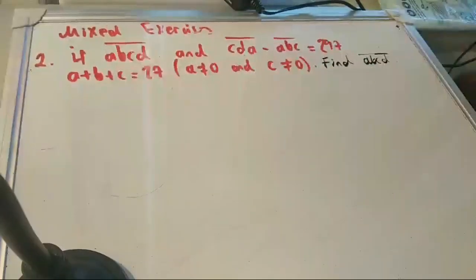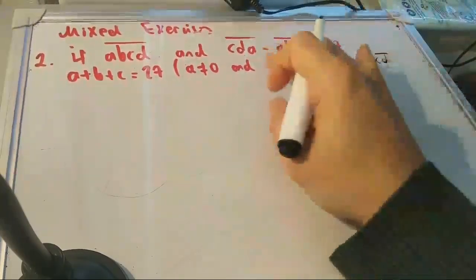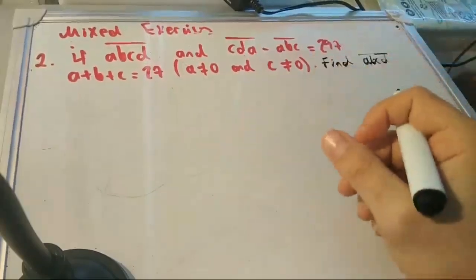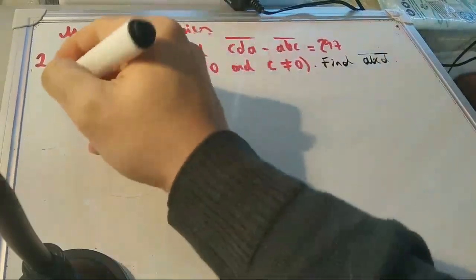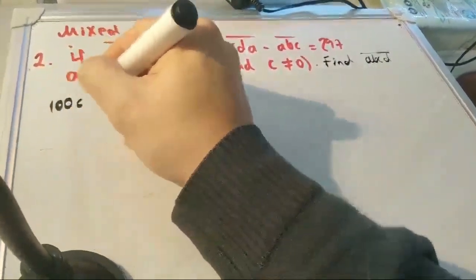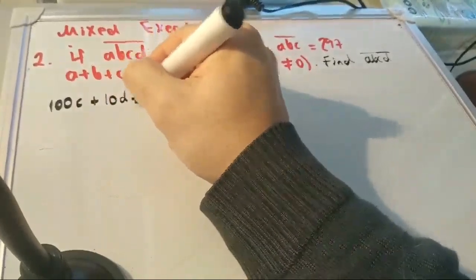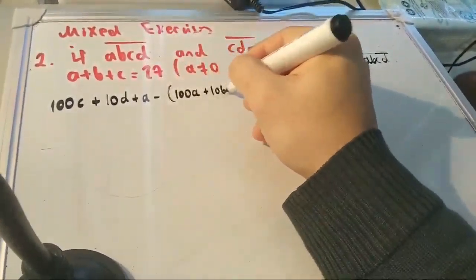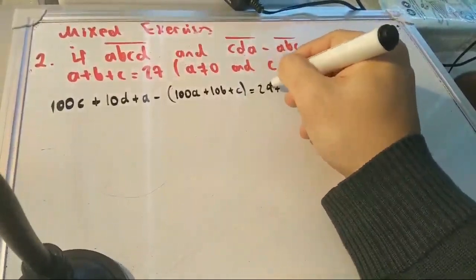Okay. If we open ABCD, we will get 1000A plus 100B plus 10C plus D, but instead of that, actually CDA minus ABC is given as 297. We can start from here. So we'll open CDA as 100C plus 10D plus A, minus ABC, which will be 100A plus 10B plus C, which is 297. Yes.